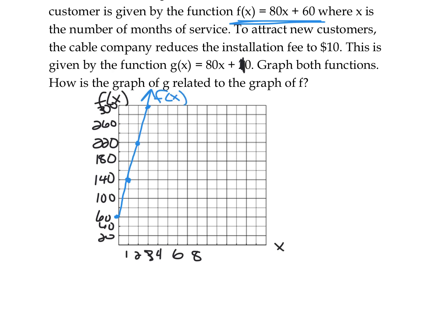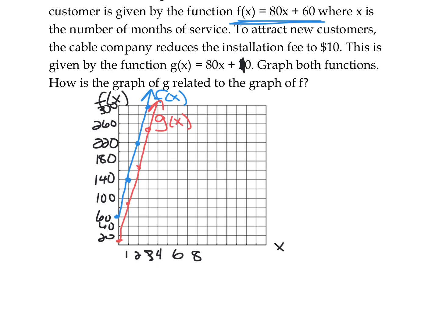Then my g of x is going to be starting at 10, so that's down here, between the 0 and the 20. Up 80, I'm going to be at 90 and over 1. 90 plus 80 is 170 over 1. 170 plus 80 is 250 and over 1. Now I can draw the line through those points and have my function there. And that's g of x, 80x plus 10.